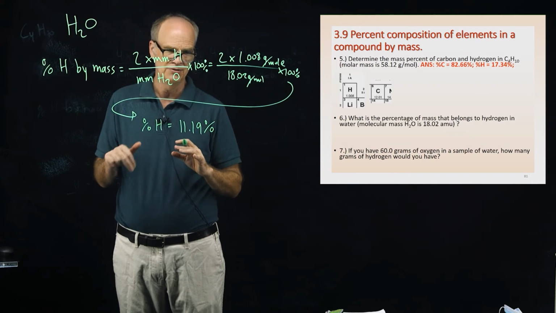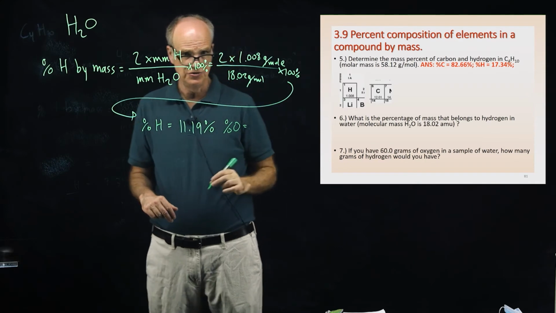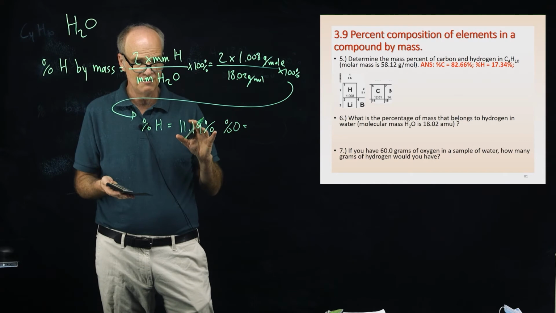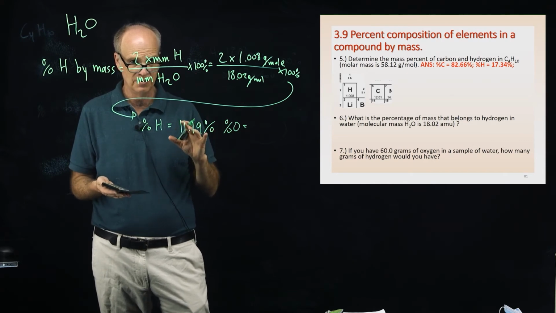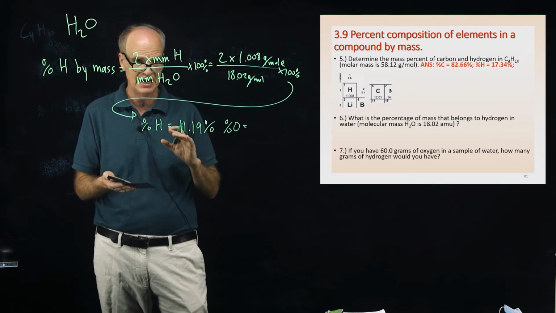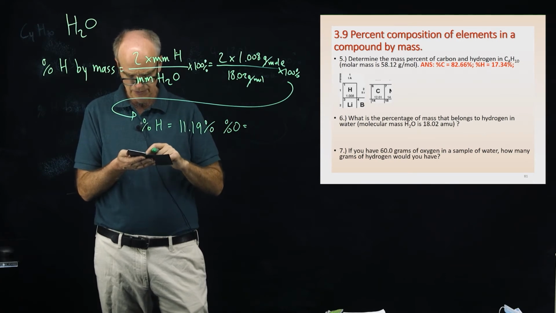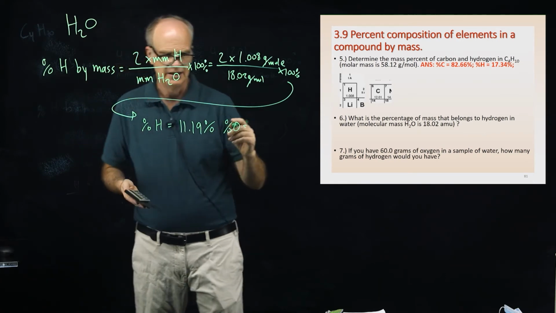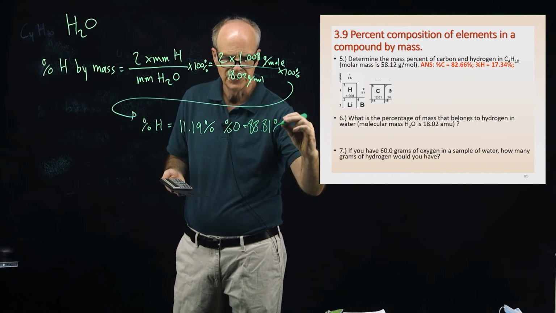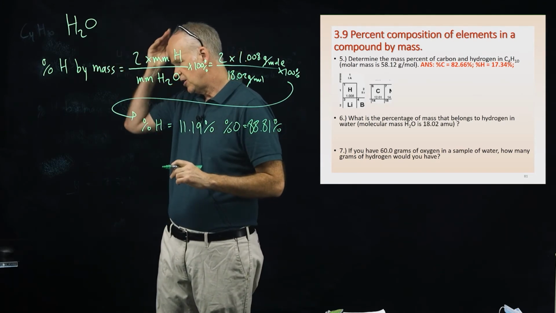Okay, so I'm going to figure out the percent mass of oxygen, because I think we're going to need that in the next problem. And so how would you do that? Well, there are only 2 elements in this compound, water, right? So basically, whatever mass doesn't belong to hydrogen will belong to oxygen. So it's going to be 100 minus 11.19%, which should be the percent mass of oxygen. And I get 88.81% oxygen in water.